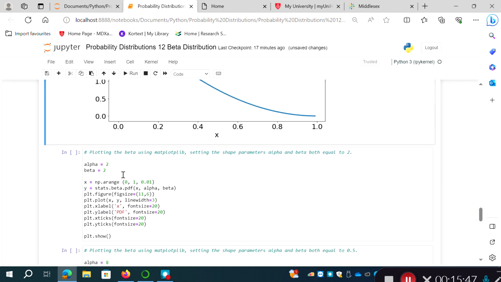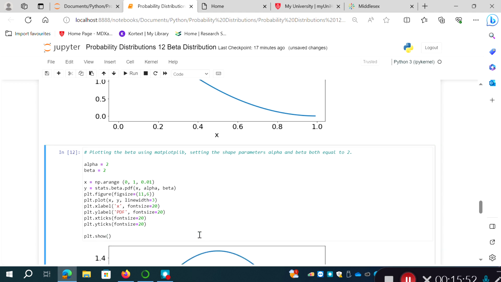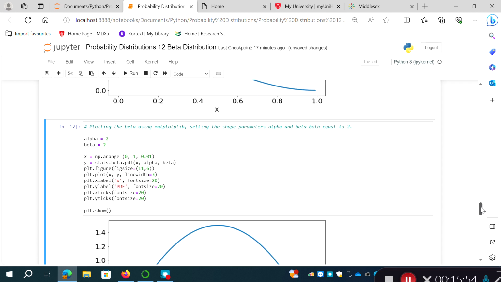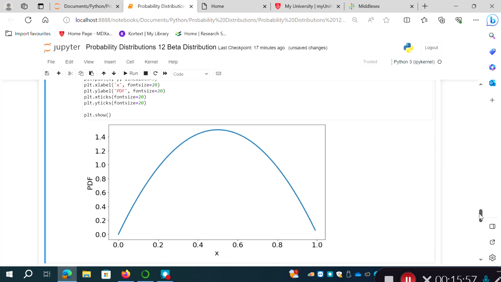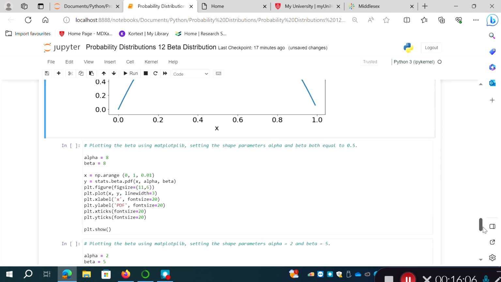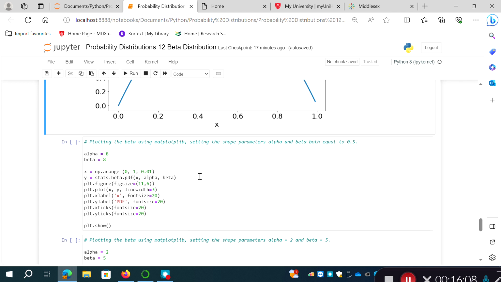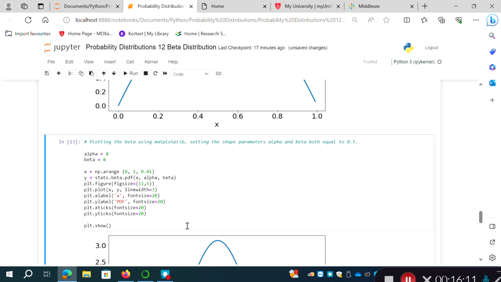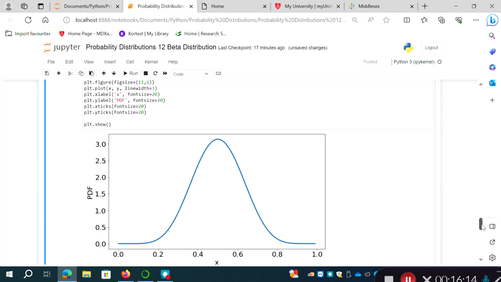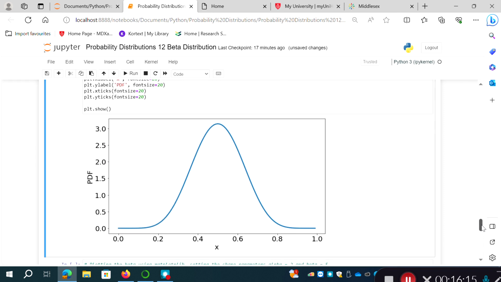Okay, let's see. We'll set both alpha and beta to 2 and see what that looks like. This starts to get a bit more interesting because we get a parabola shape, an inverted U shape. And if we keep alpha and beta the same but increase them both to 8, we start to approximate a much more normal Gaussian distribution there.